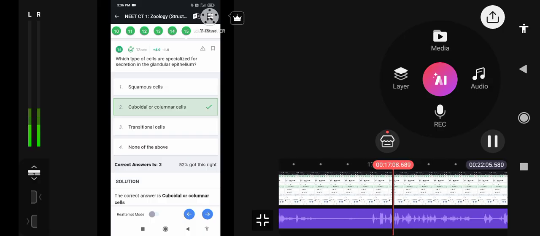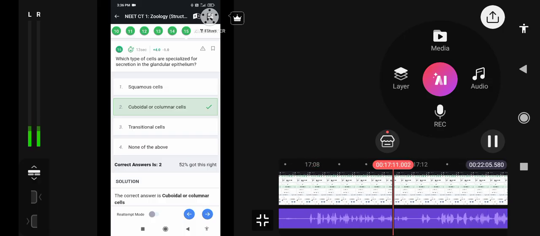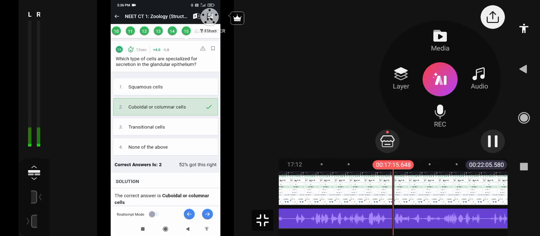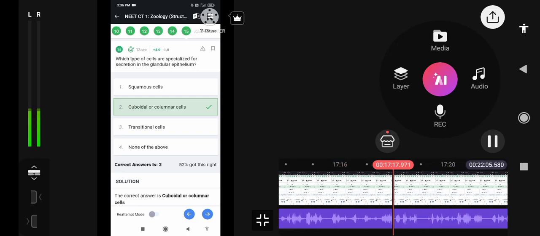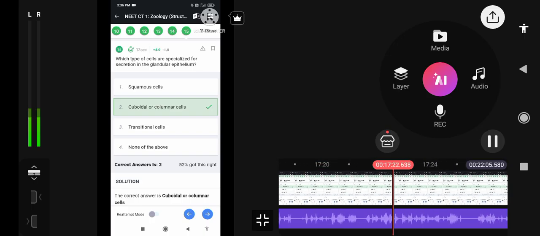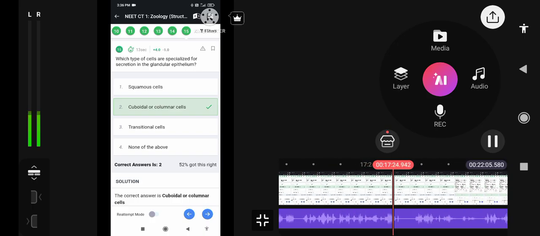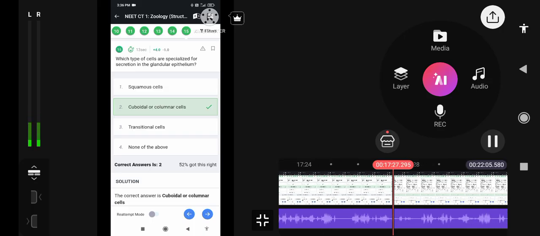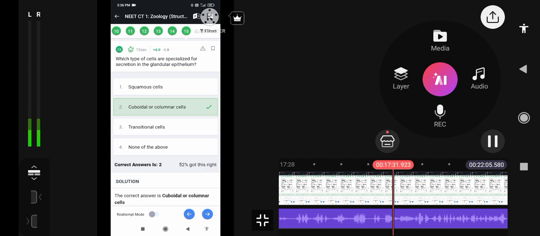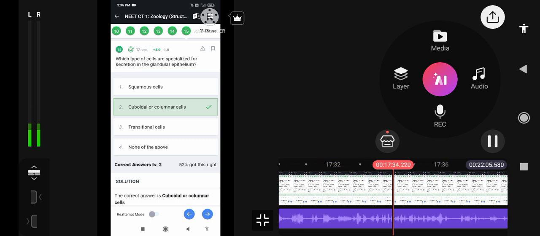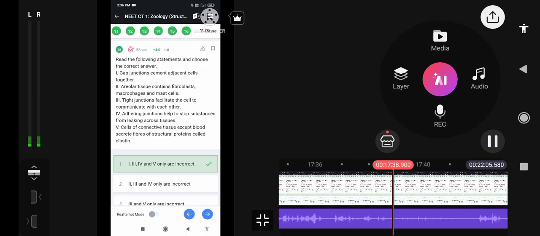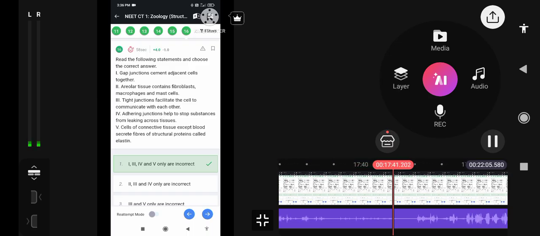Which type of cells are specialized for secretion in the glandular epithelium? This is cuboidal or columnar cells. Glandular means those that secrete things, working to perform some extra work. So cuboidal and columnar cells are the only specialized glandular epithelium, and otherwise none of them, neither connective tissue, nor muscular tissue, nor neural glial cells, do any kind of secretion, but hormone secretion is driven by neural.